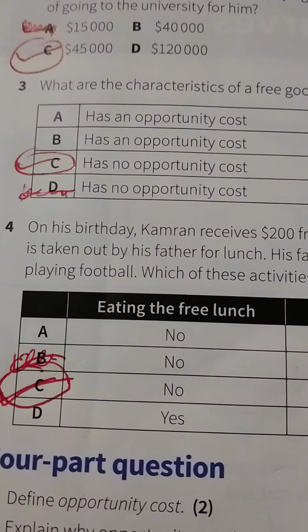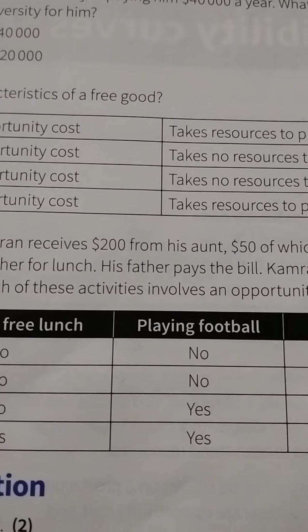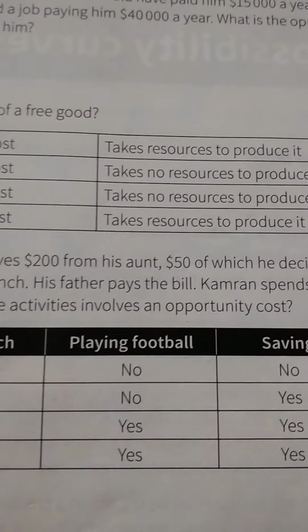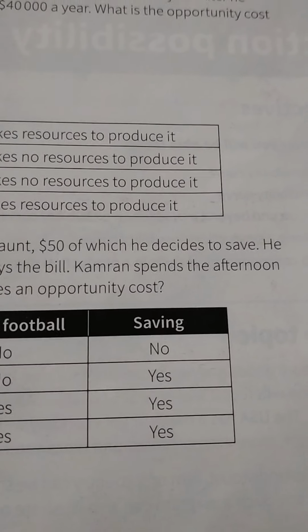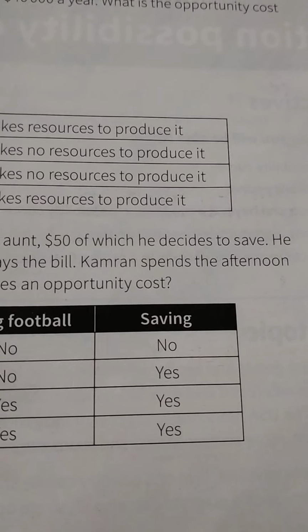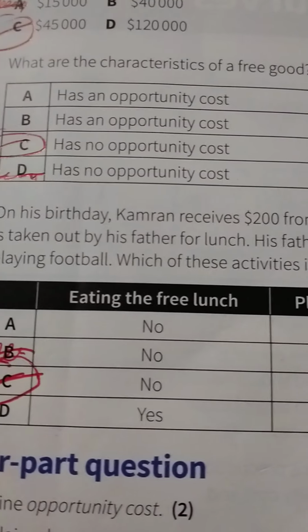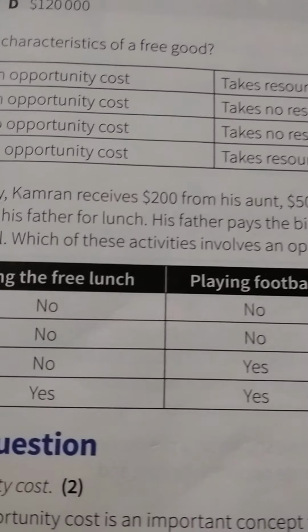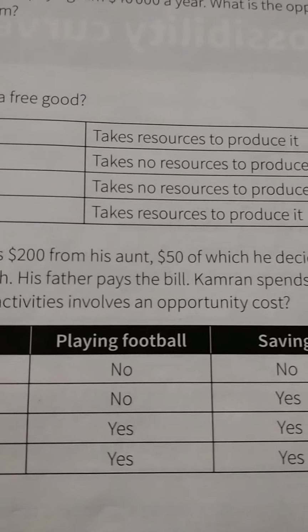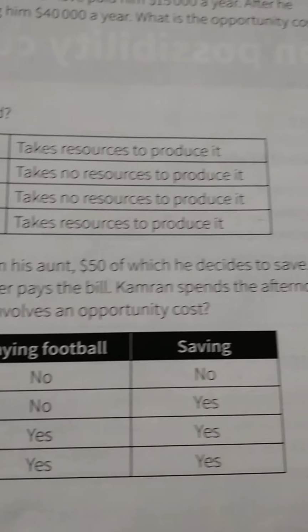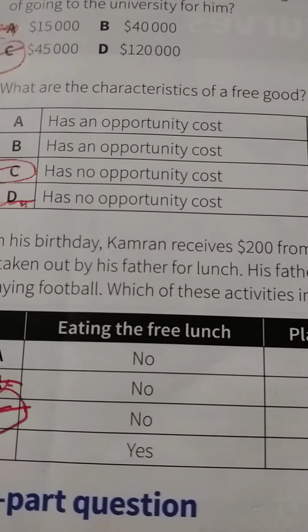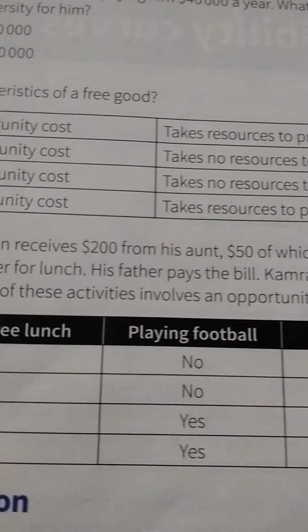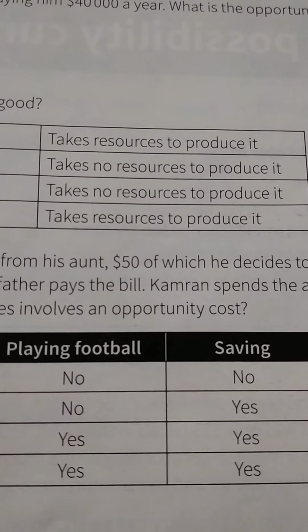Question number 4, on his birthday, Kamran receives $200 from his aunt, and $50 of which he decides to save. So it means that he's saving, not spending $50. Wise enough. He is taken out by his father for lunch. He's lucky. His father pays the bill. That's great. Kamran spends the afternoon playing football. Which of these activities involves an opportunity cost?